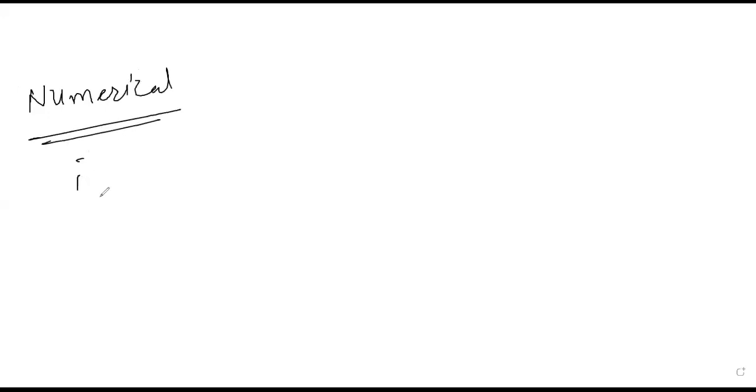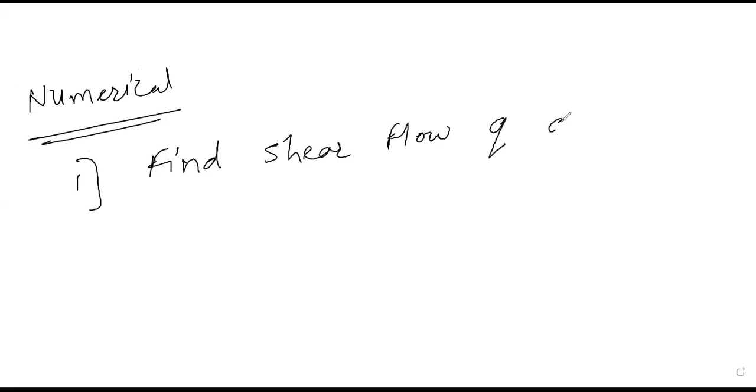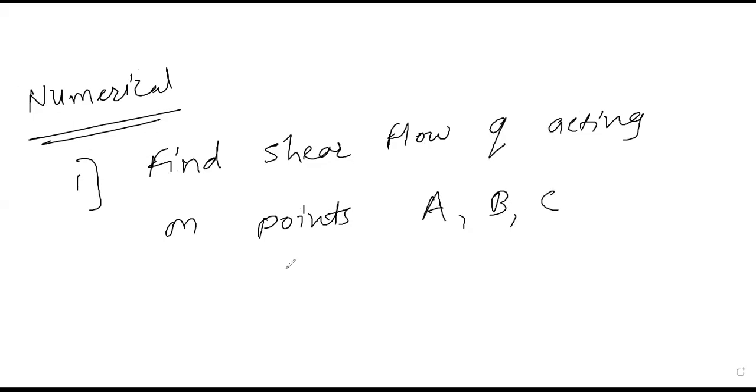Take the first numerical: find shear flow q acting on points A, B, C. The diagram given is a box section. From that, we have to find the shear flow q at points A, B, C. Find shear flow q acting on points A, B, C. Okay, shall I proceed now? Yes, sir. Yes. Now the box section is given. Please draw the diagram.